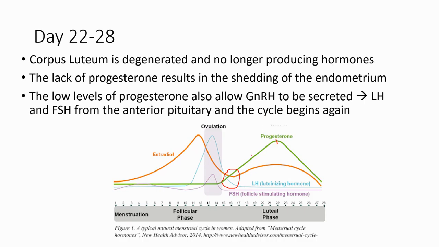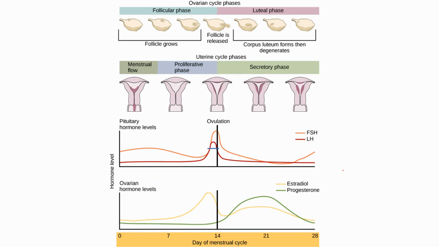So once that happens, the lack of progesterone, because as your progesterone levels start to fall, that means the endometrial lining will start to shed. So the lower your progesterone levels, that is going to create menstruation to happen, where that endometrial lining is going to shed. So low levels of progesterone are going to go back up and cause the gonadotropin releasing hormone to be secreted. Luteinizing hormone and follicle stimulating hormone will then be secreted from the anterior pituitary, and the cycle begins again.